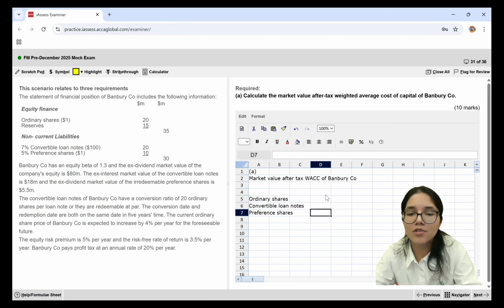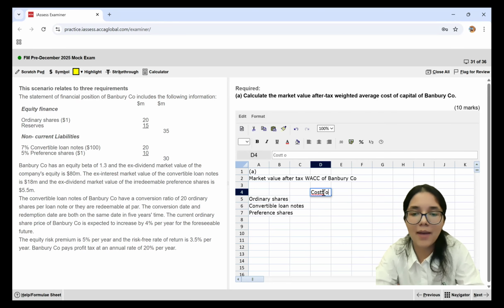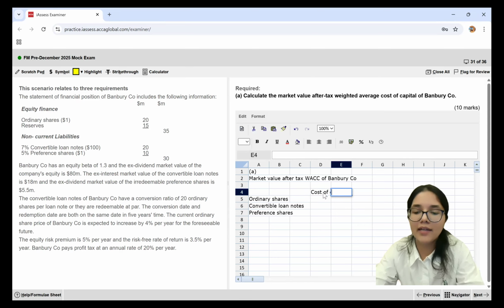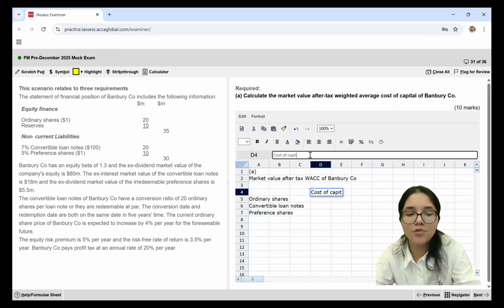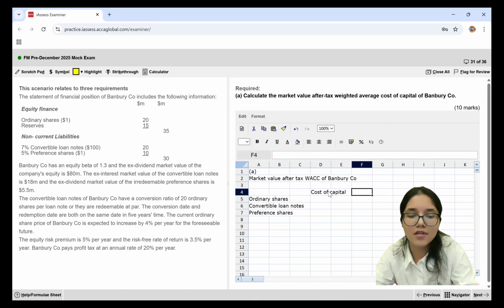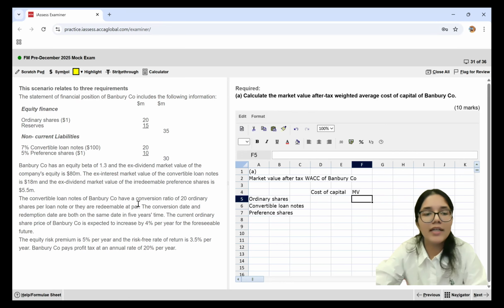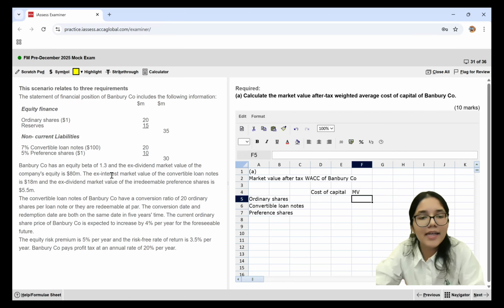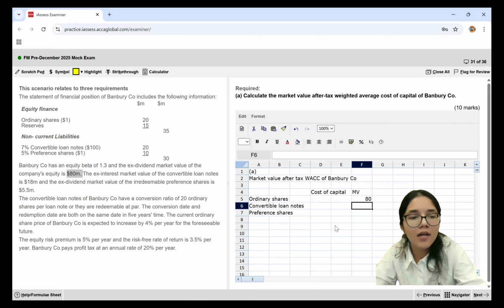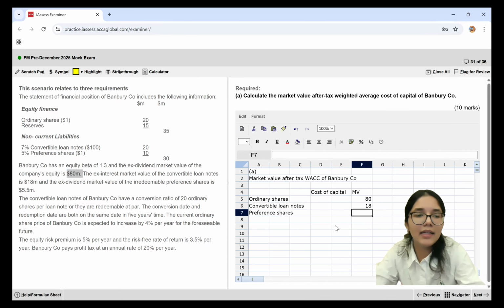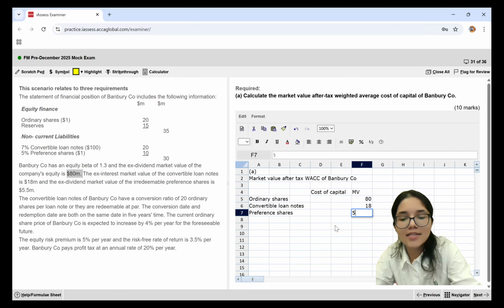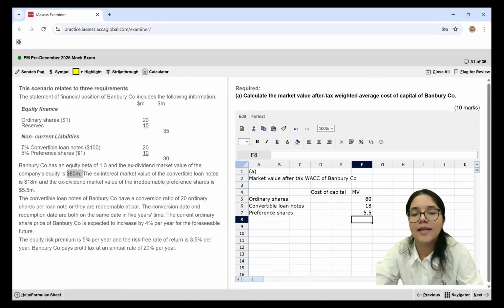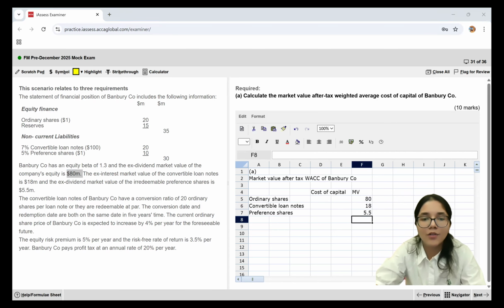So for all of these sources I need to know the cost of capital for each of these sources individually. Post that, I need to take out their market values, which I can then use to find out the market value weighted average cost of capital. Market values are already given to me, so I can enter them already. Ex-interest market value of the company's equity ex-dividend is $80 million. So I can enter 80 over here. With respect to convertible loan notes, it's $18 million. And with preference shares, it's $5.5 million that I have in terms of market value.